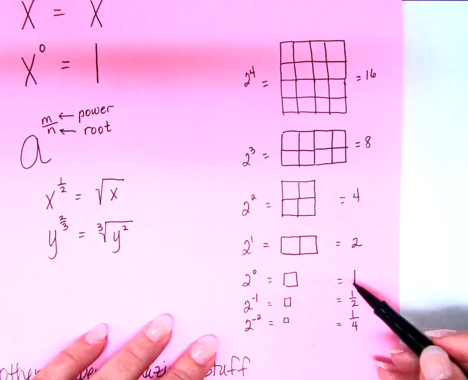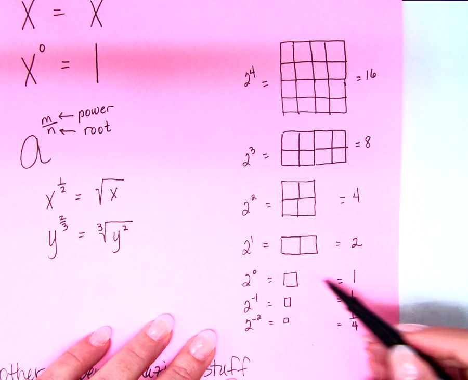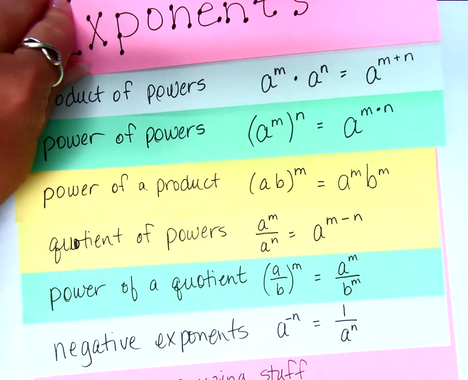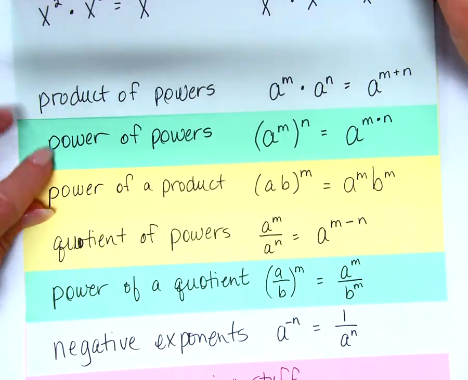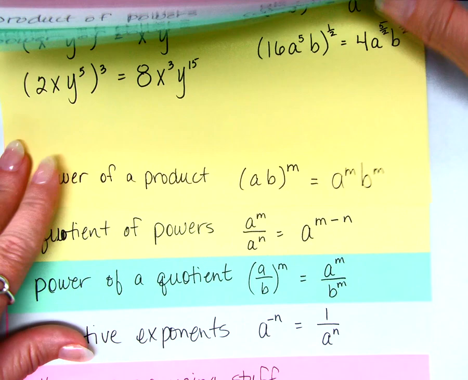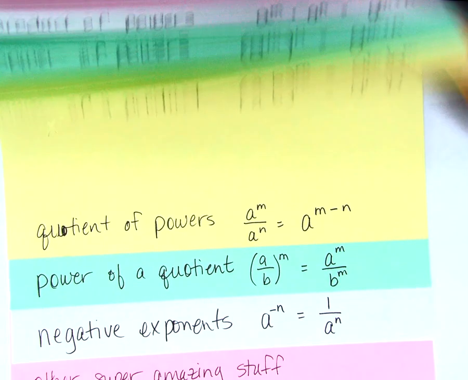Does this help you see why anything to the 0 power is 1? Any questions about that? Look back over your foldable real quick. Look at each one of the little tabs that we have. Do you have any questions about any of the tabs?